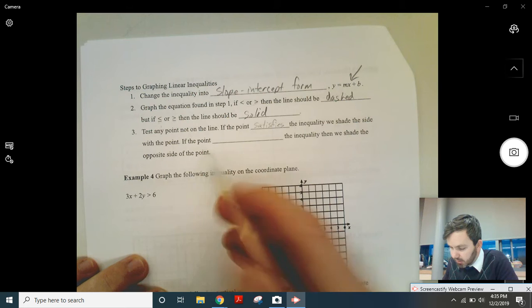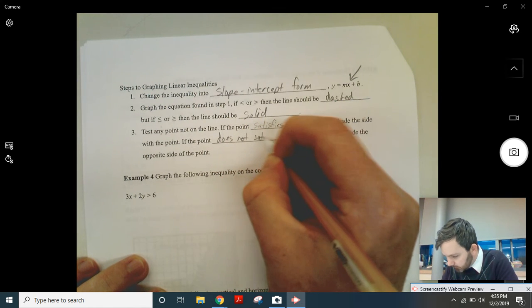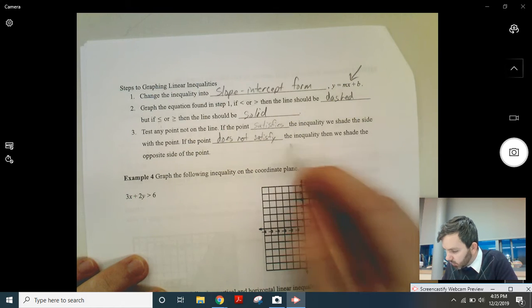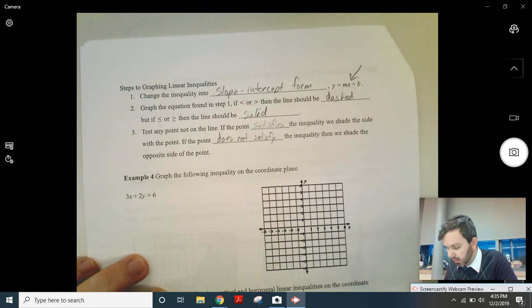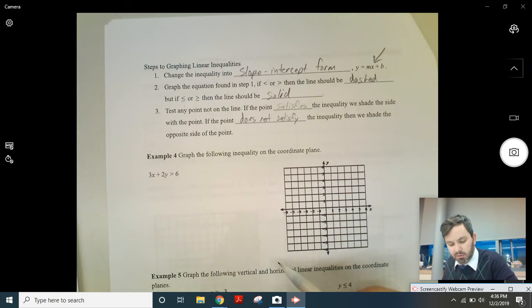So if the point does not satisfy the inequality, then we shade the opposite side of the plane. That's the idea I just talked about. So let's take a look at example 4. And I think the steps will make more sense when we do an example here.